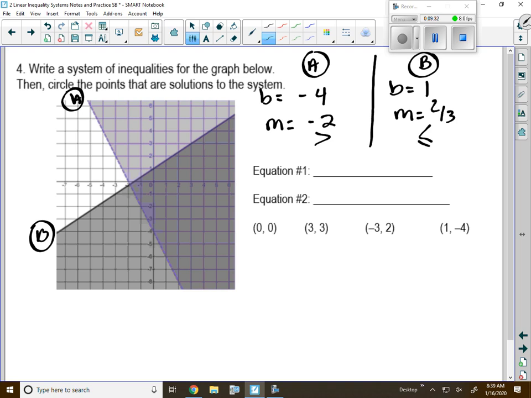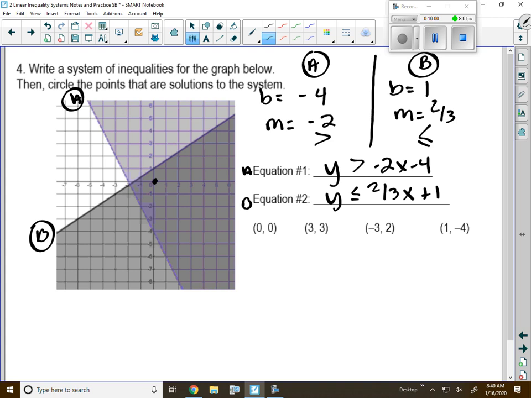Yes, it's solid. So our first equation, which is A, would be y is greater than -2x minus 4. Equation number 2, y is less than or equal to 2/3 x plus 1.